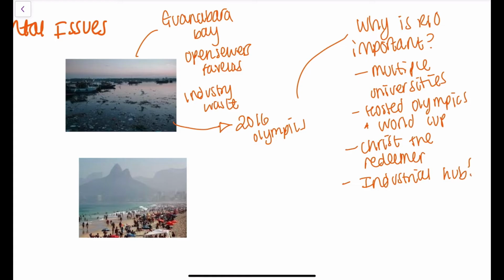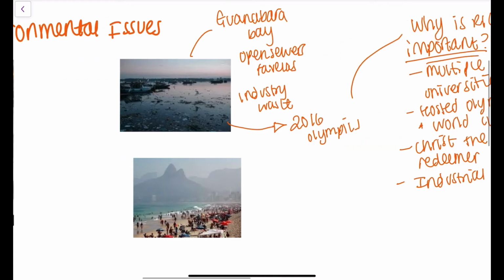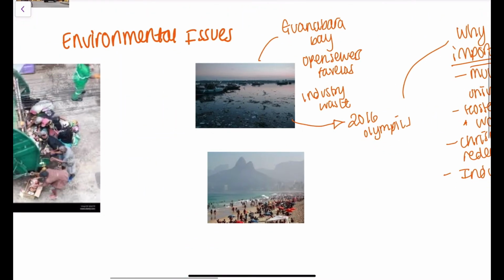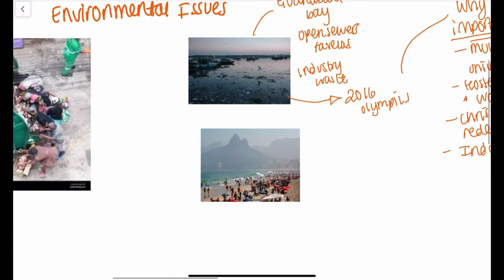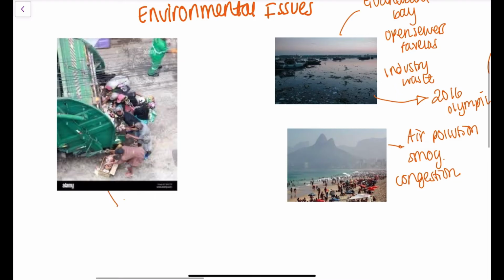So link back to the 2016 Olympics and what's that got to do with Guanabara Bay? A lot of water sports, a lot of athletes were against competing in the waters because they were so polluted, and it was a major threat to the Olympics. In terms of air pollution, the city is covered in brown smog. This is because of heavy traffic and congestion on the roads, which causes a build-up of exhaust fumes. The improvements have been aimed at reducing traffic congestion to improve the air quality, but that's still underway.